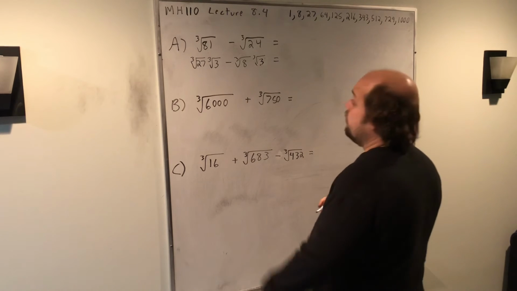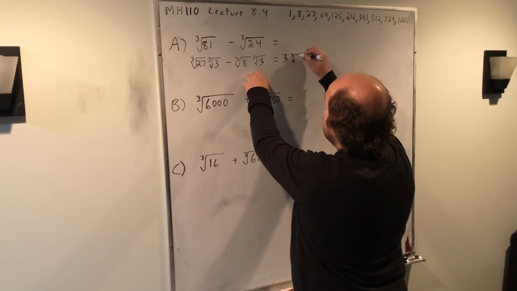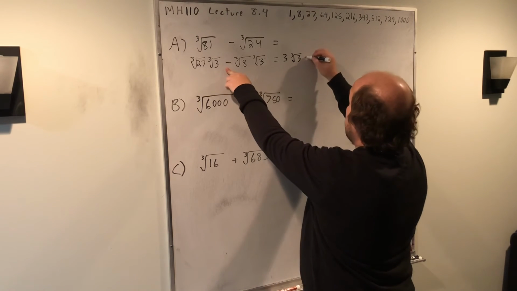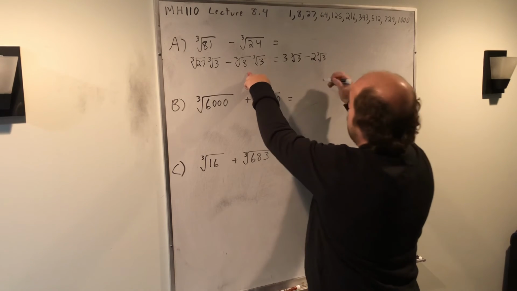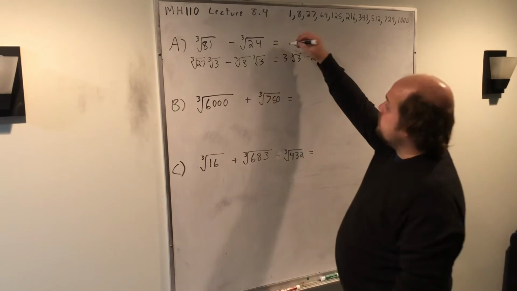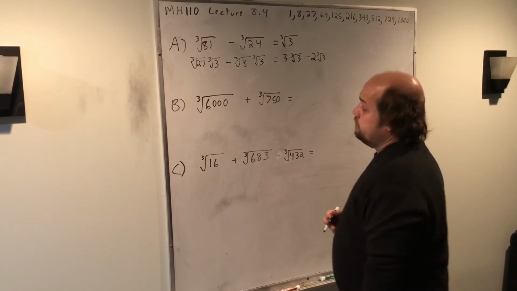When I take out my perfect cubes, 27 becomes 3 cube roots of 3, minus 8 becomes 2 cube roots of 3. 3 minus 2 leaves me with an understood 1 cube root of 3.